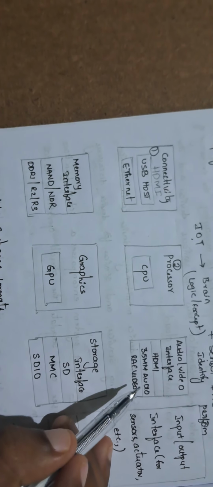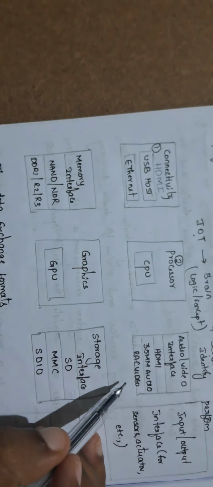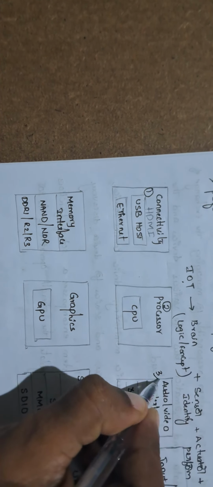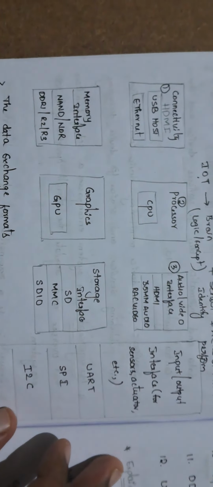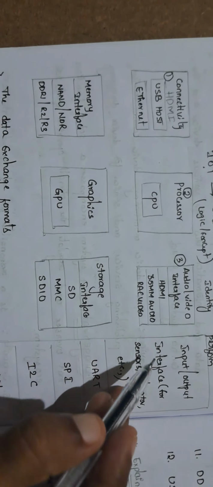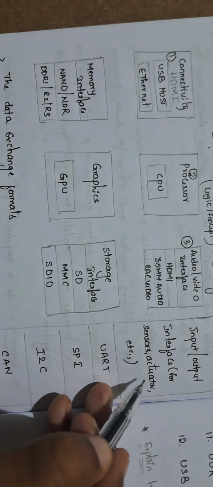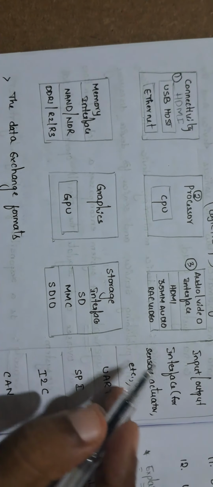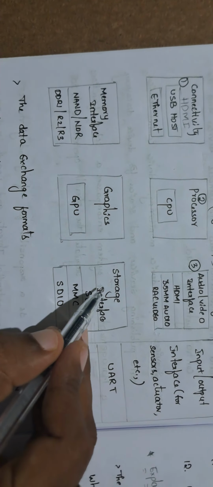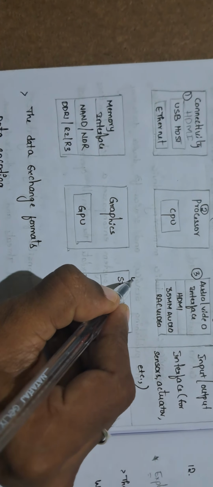Then a 3.5 mm audio jack, and RCA video. RCA is nothing but remote access concentrator or remote access controller. So that we have to record into the audio interface. So this we consider as the third part of physical design. Then for the input output interface purpose, sensors, actuators, etc. are required. And before that we have to record one storage unit.